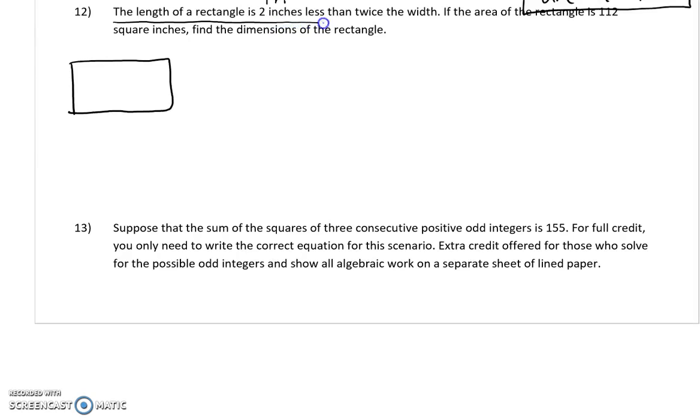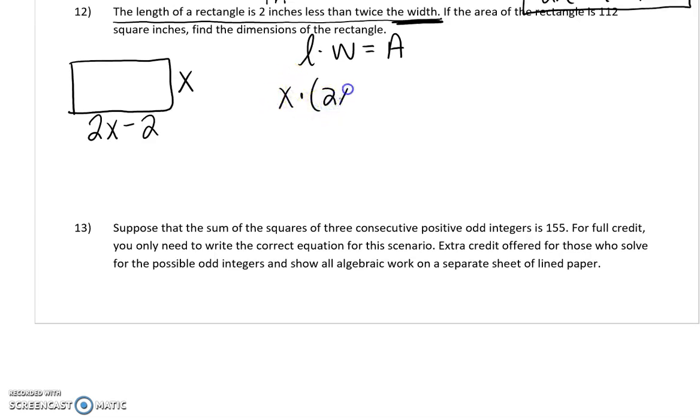Because this first sentence states that the length is based on the width, I'm going to use regular x to represent the width. And the length is 2 inches less than twice the width. So twice the width is 2 times x, but 2 less than that is minus 2. So 2x minus 2. Because we know our formula for the area of a rectangle is length times width equals the area, I'm now going to multiply the two dimensions, length times width, in either order, and set it equal to the area, which we know is 112.